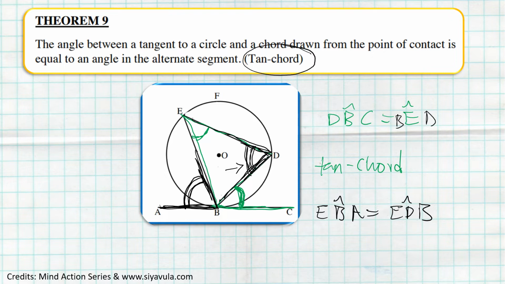But in a given statement, they say the angle between the tangent to a circle and a chord drawn from the point of contact is equal to the angle in the alternate segment, or rather the angle subtended by the two other chords.